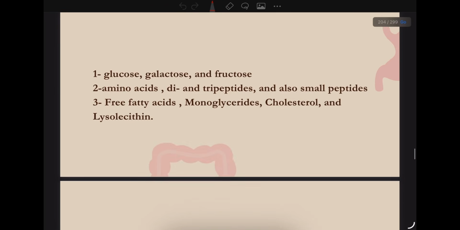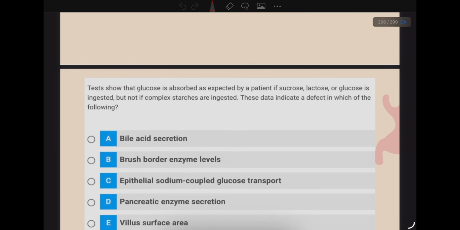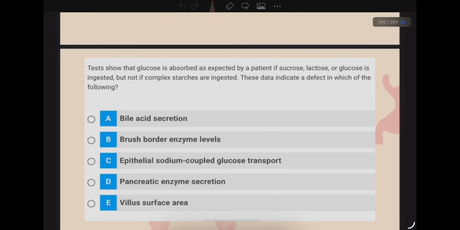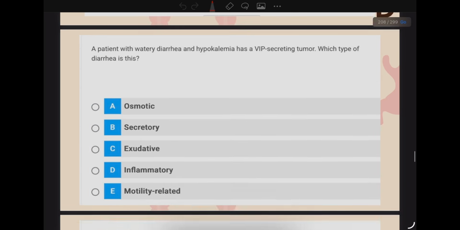Clinical case and their answer. Easy questions. Okay, the answer is D, because it says sucrose, lactose, glucose, all of these can be absorbed well, no problem. But if starches are ingested, they can't absorb them. Why? Because you will not have amylase. They have sucrase, lactase, everything that they need. But the problem is mainly with amylase, which is a pancreatic enzyme. You can't break the starch.